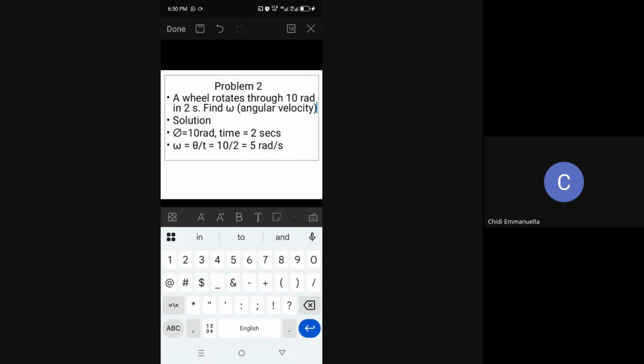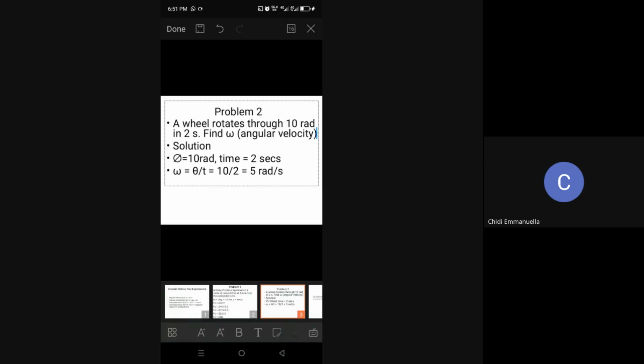But in circular motion, it is in radians. So if you are given degrees, you convert to radians. I will show you how to do that. But do you have any challenge with this question? Any challenge, please?